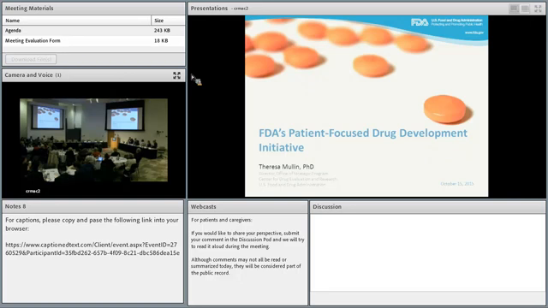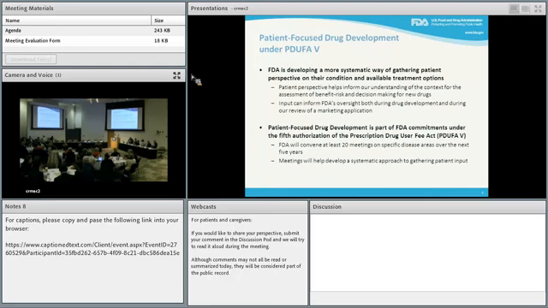I'm going to take a few minutes to tell you about this patient-focused drug development initiative. This meeting is one that we are able to organize and provide as part of that initiative. And as John was saying, one of the most fundamental responsibilities of FDA is to ensure that the benefits outweigh the risks of a drug that we approve or allow to be on the market.